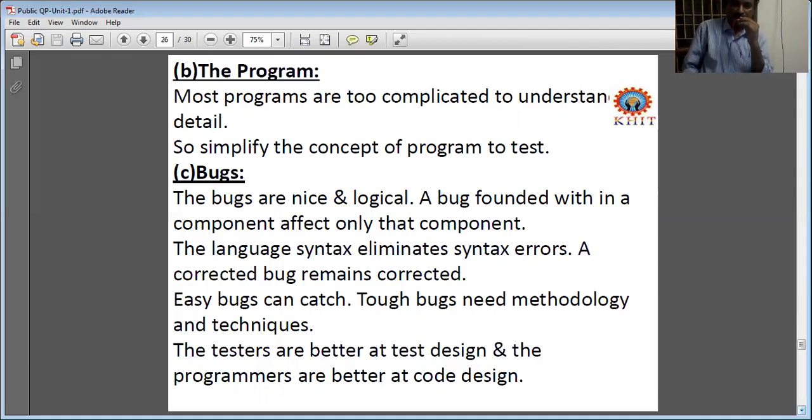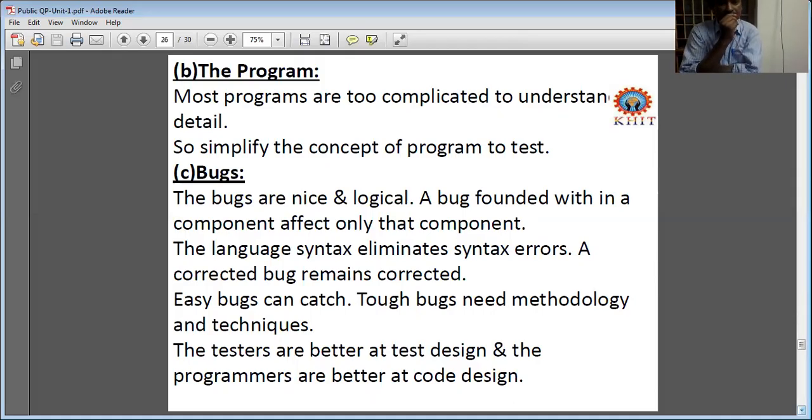Easy bugs can be caught easily. Tough bugs need methodology and techniques, because tough bugs you can't easily catch. Actually, there are different types of bugs. A corrected bug remains corrected.